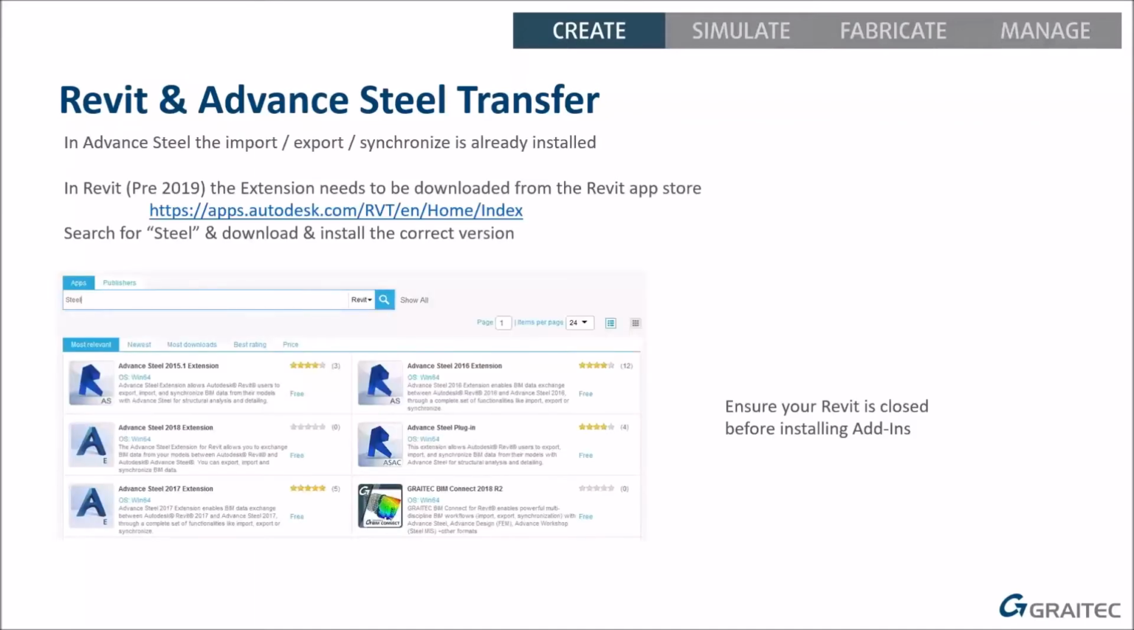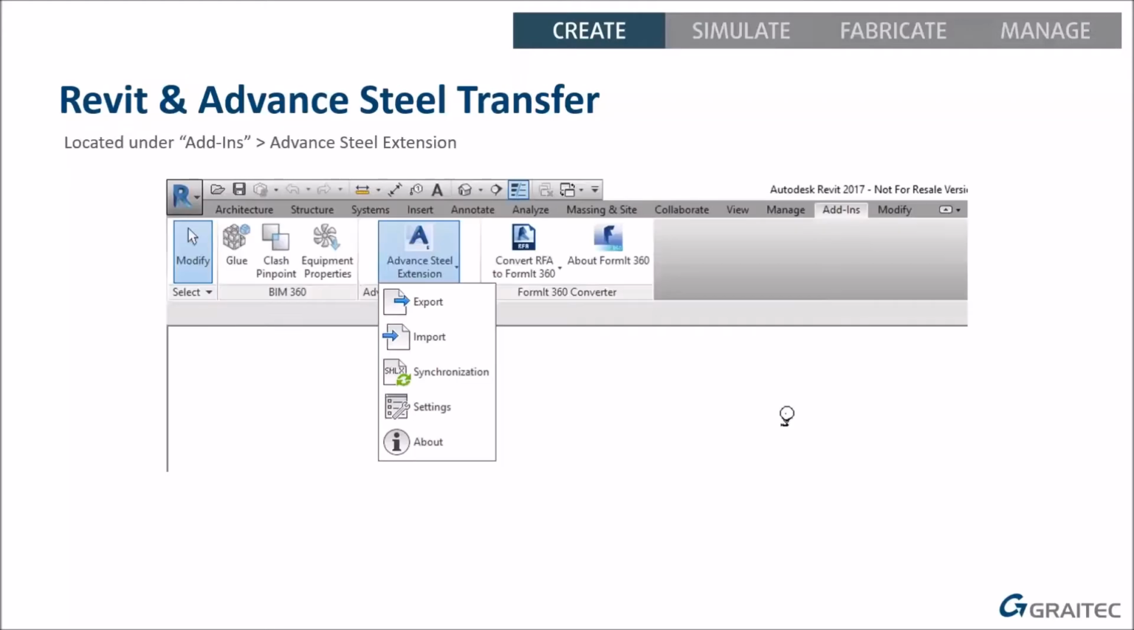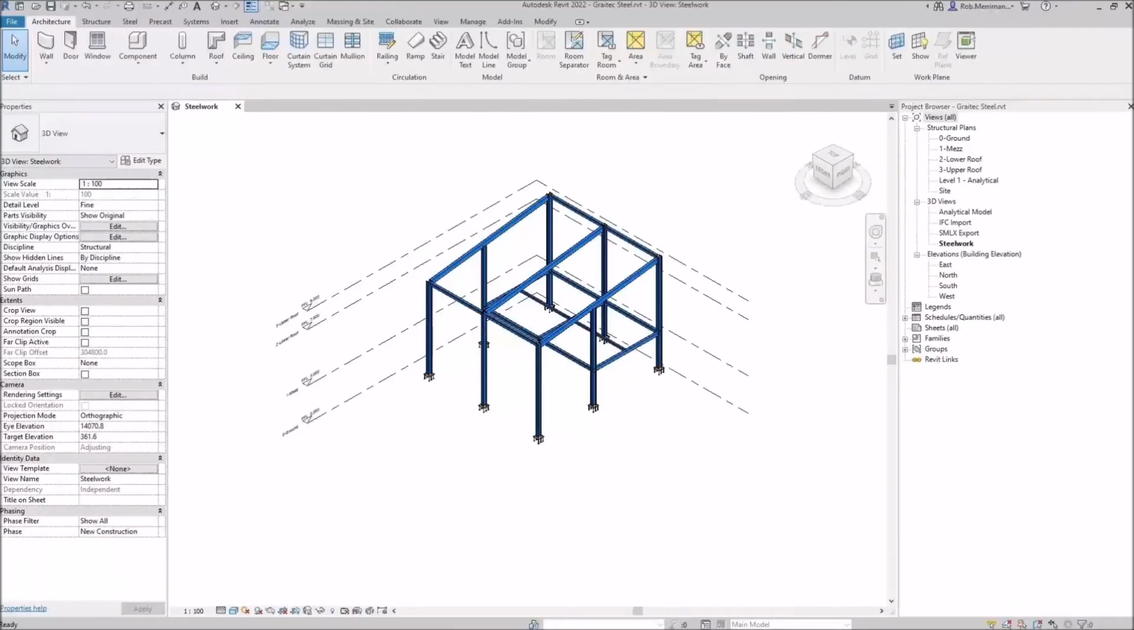If it's post 2019, that's not showing on this slide deck. If it's post 2019, go to your Autodesk account or your desktop app and search for Advanced Steel Extension, and that's where you'll find it post 2019. Once it's installed, you'll find it under the Add-ins tab and then Advanced Steel Extension. So I'm just going to go and transfer that model from one to another.